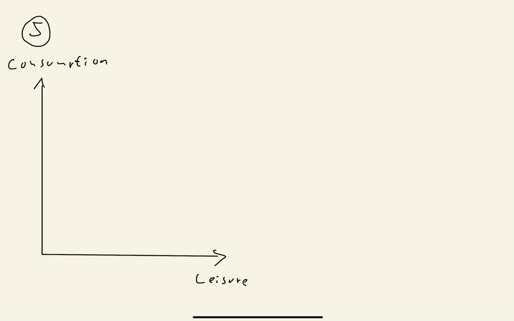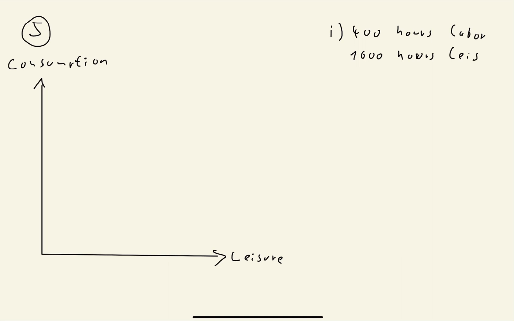Let us get to the points which are interesting here. So let me just shift this here. Okay, so what are interesting points? The first interesting point is the point where you supply 400 hours of labor, which is then 1,600 hours of leisure, or $10,000 of income or consumption.